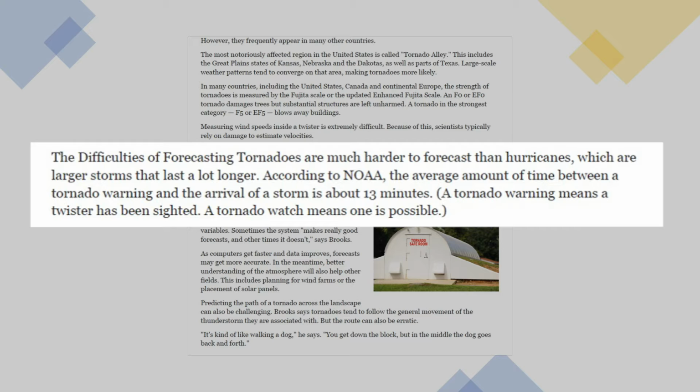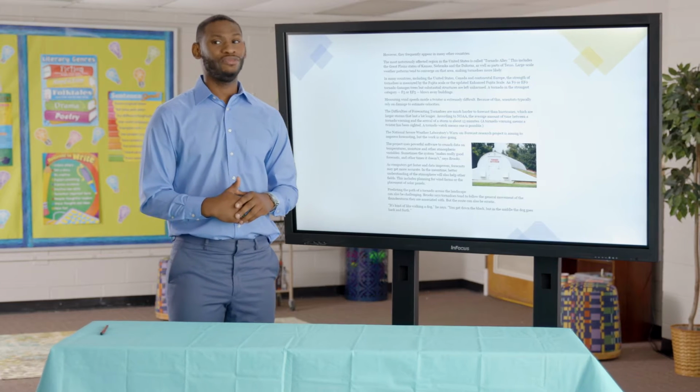According to NOAA, the average amount of time between a tornado warning and the arrival of a storm is about 13 minutes. Watch this part. A tornado warning means a twister has been sighted. A tornado watch means one is possible. That's important. We're going to talk about that in a few minutes.